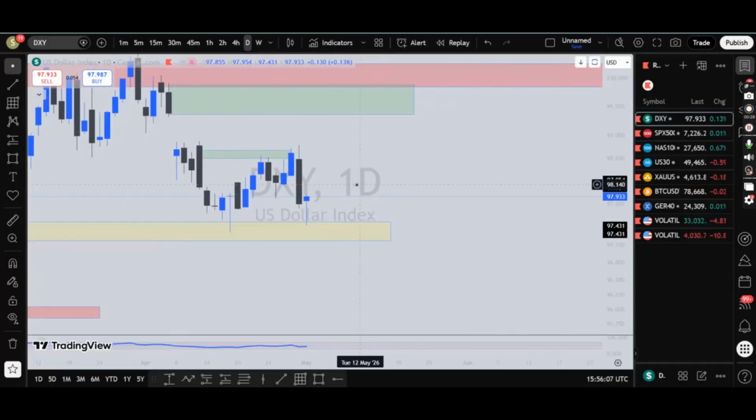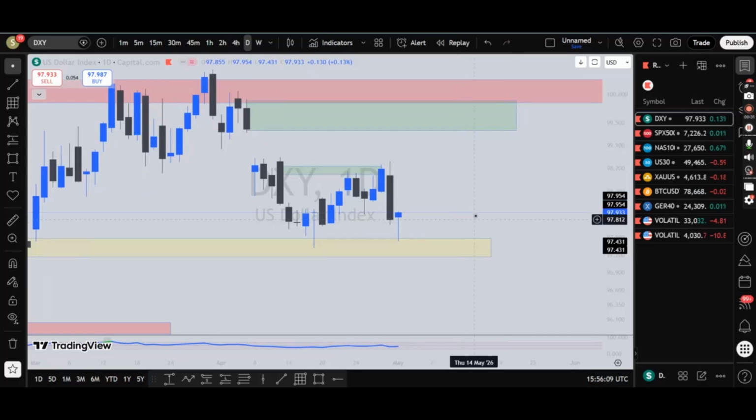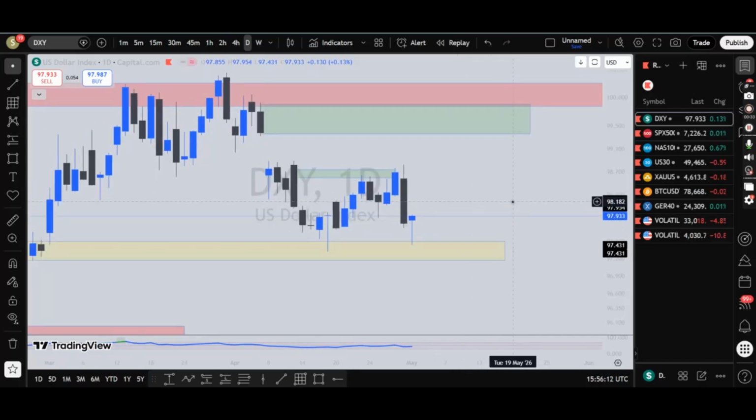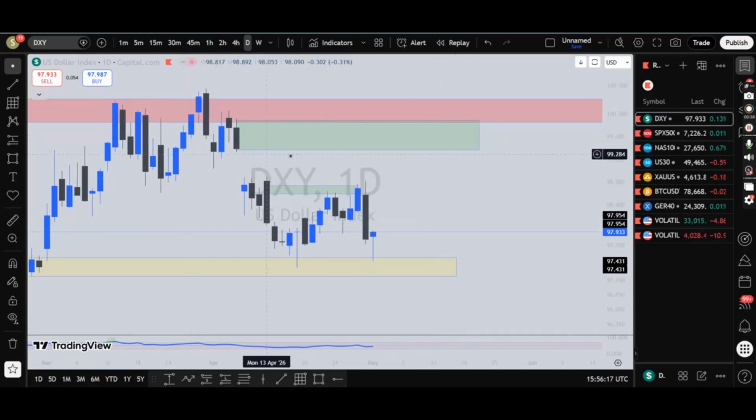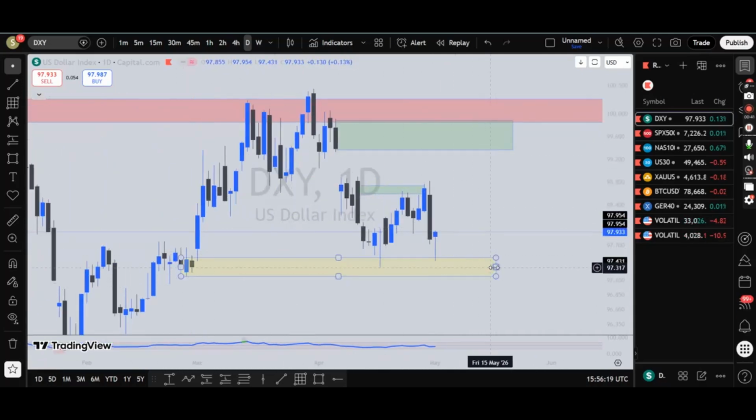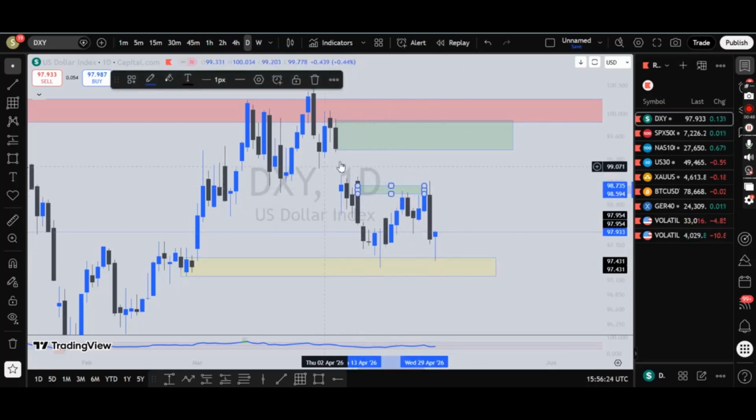I have my DXY. First of all, before I go into the market, I go onto my DXY to check for my directional bias. I use the DXY for the dollar. You can basically see what we have here. The yellow rectangle I use to represent my demand zone, and the green rectangle represents my supply zone.